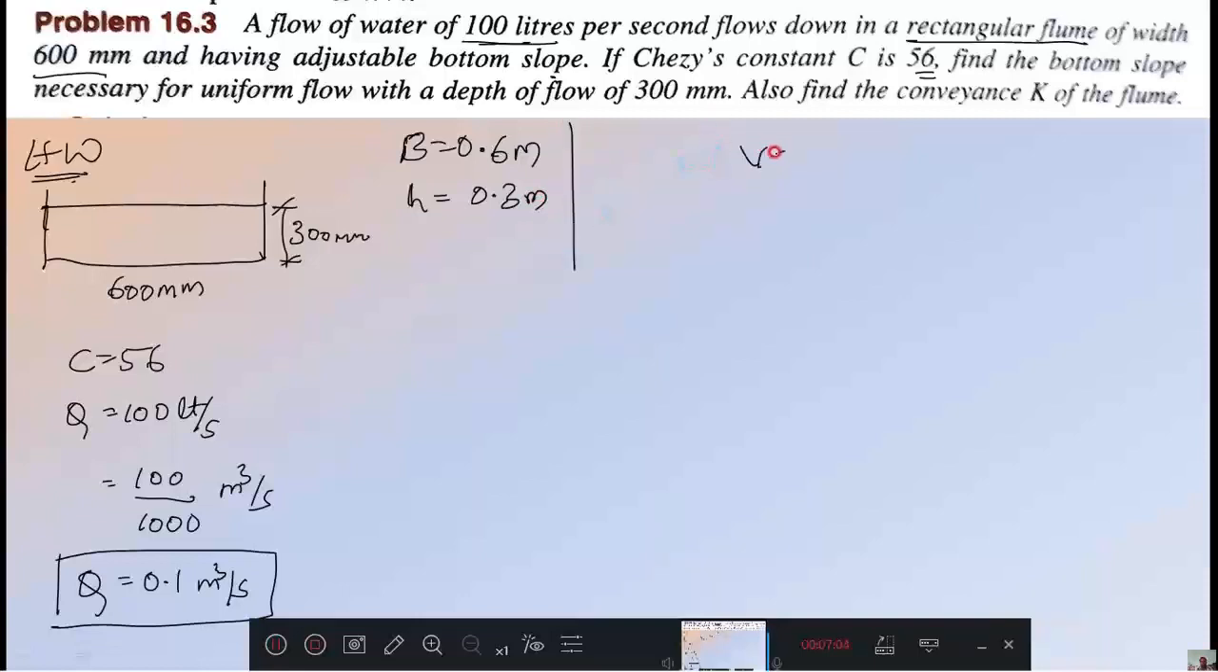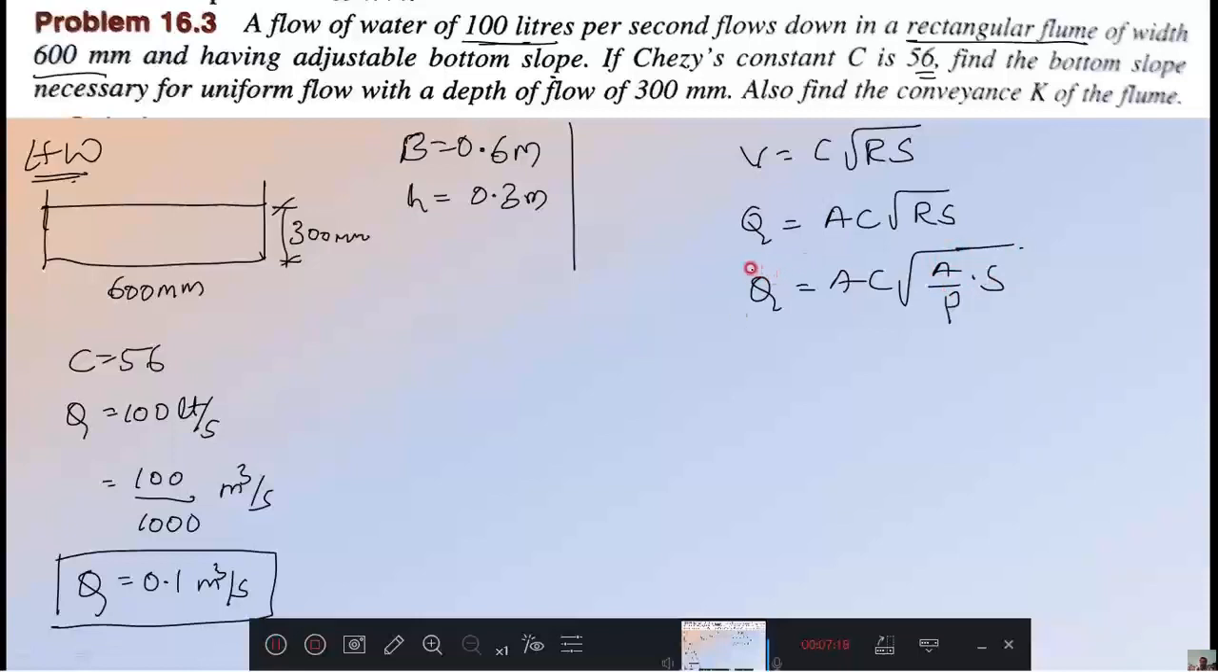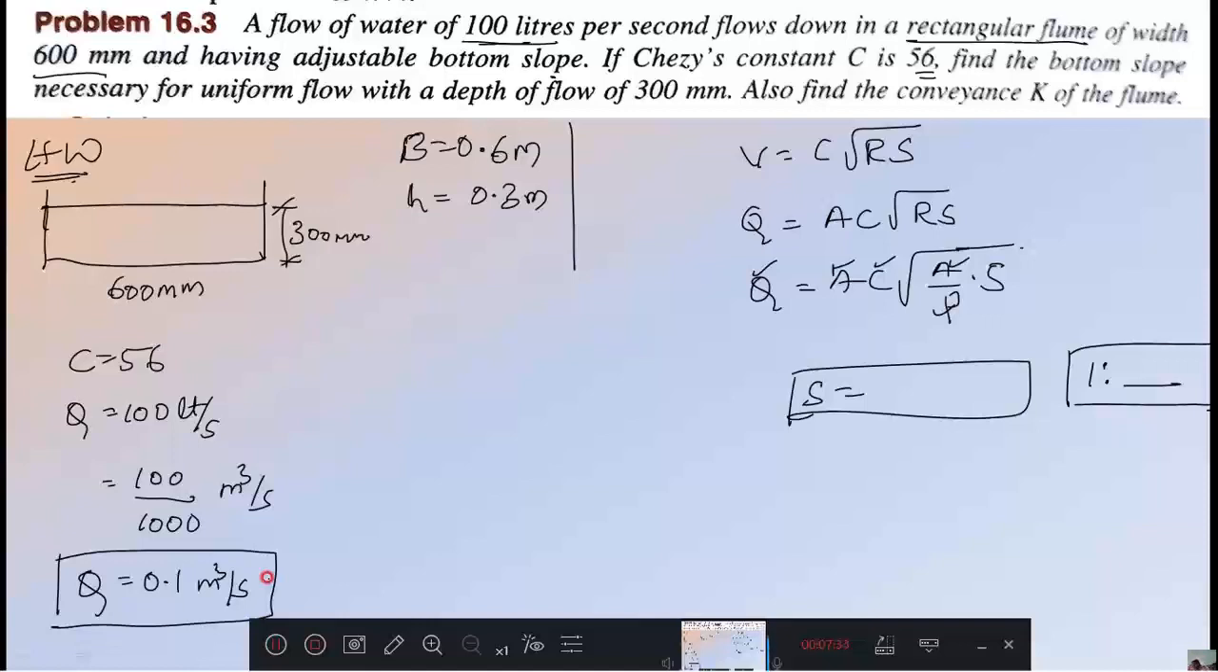Okay, then you have V equal to C root R S, and Q is equal to A C root A by P into S. Now see, Q is known to you, A is known to you, C is known to you, A by P is known to you. Then S is the slope, that S you will find out. Put an inverse function, then you can write 1 in that. This is over. Check your answer whether you are getting 1 in 1524.